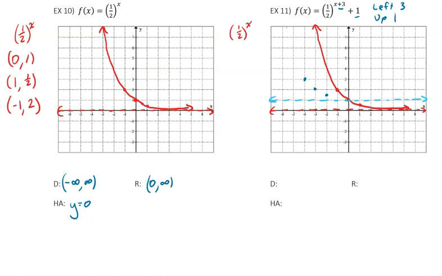Once we have that, we can go ahead and draw our graph and we're good to go. For domain, negative infinity to infinity. Range, our bottom is now 1, so 1 to infinity. And our horizontal asymptote is at y equals 1 now.